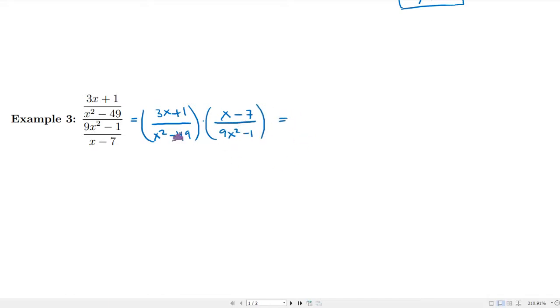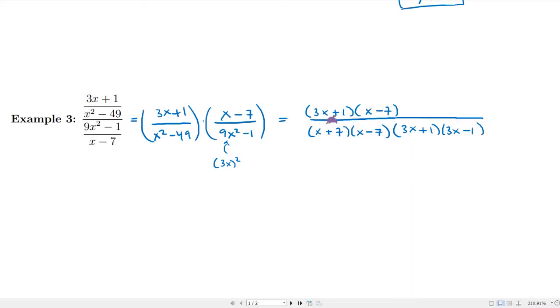Now, just like we had before when we were multiplying rational expressions, we have to factor in order to simplify. So the first one is (3x plus 1) times (x minus 7). And what can we do down here? Well, that's a difference of squares, so that's (x plus 7)(x minus 7). This is also a difference of squares. This is (3x) squared, and that's 1 squared, so this is going to be (3x plus 1)(3x minus 1).